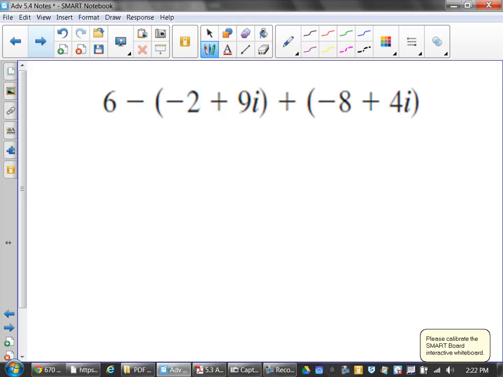Did you get -5? I got -5. All right, at this point, hopefully, when you guys see the negative symbol there, take a second, distribute it out, and just rewrite. So you get 6 plus 2 minus 9i plus, minus 8 plus 4i. Is that okay? All right, what's 6 plus 2? 8. Minus 8. 0. What's -9i plus 4i? -5i.